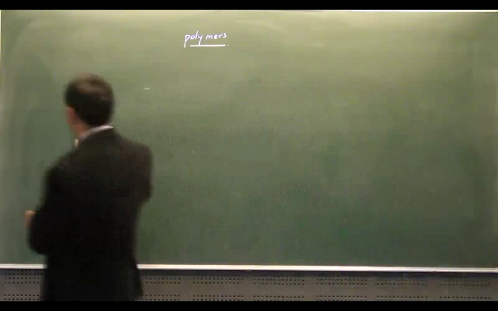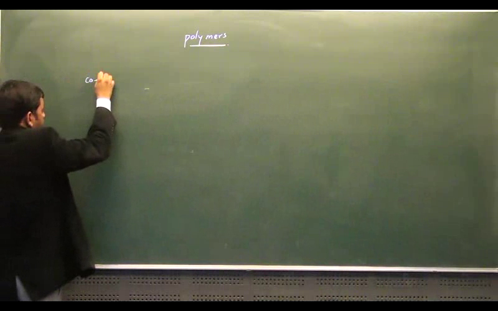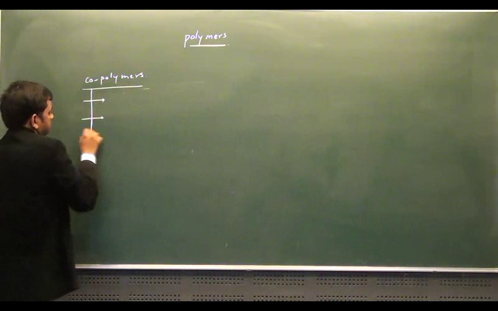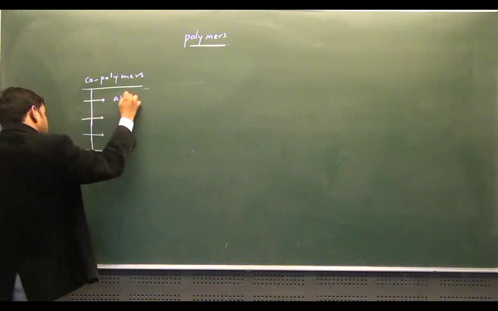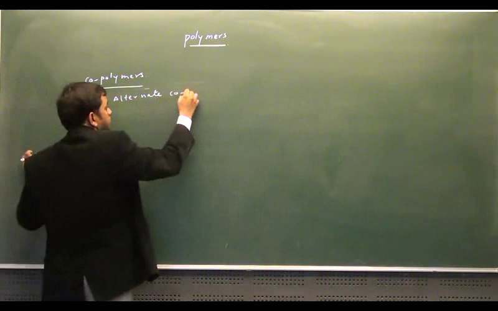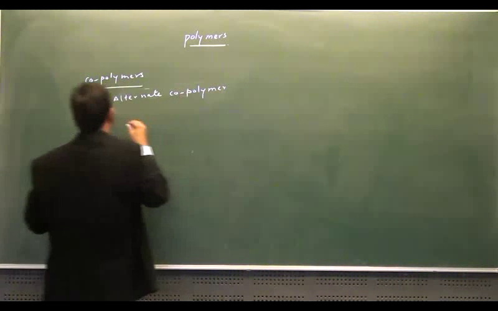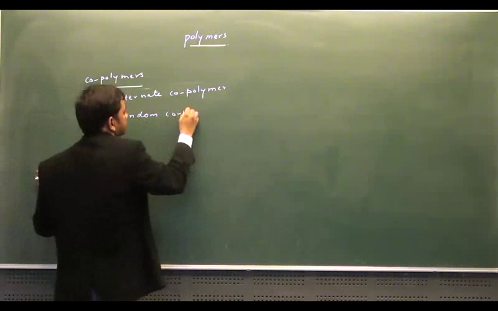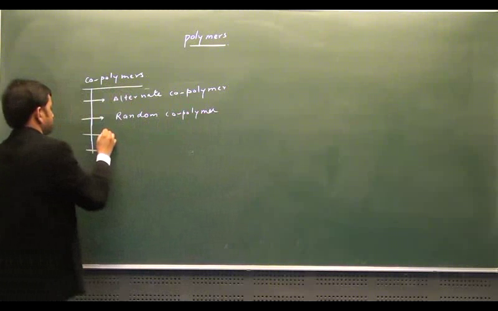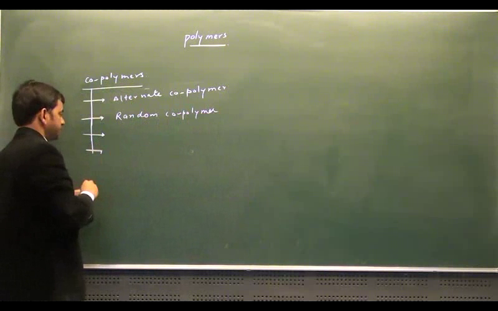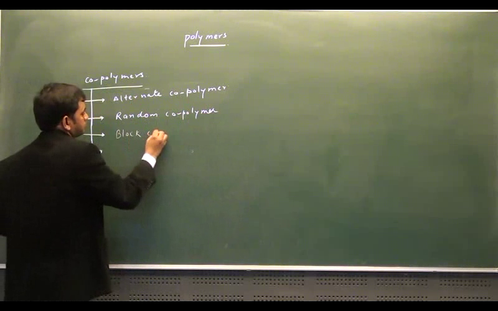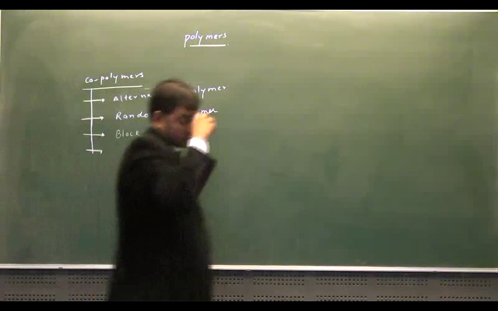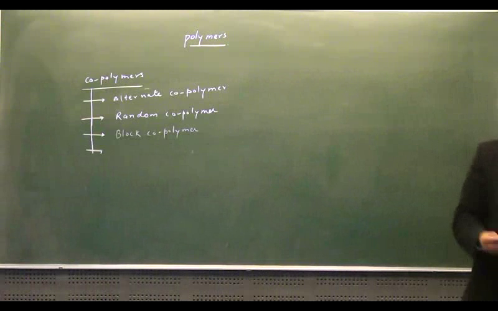Again, copolymers are further divided into four categories: alternate copolymer, random copolymer, block copolymer, and graft copolymer.